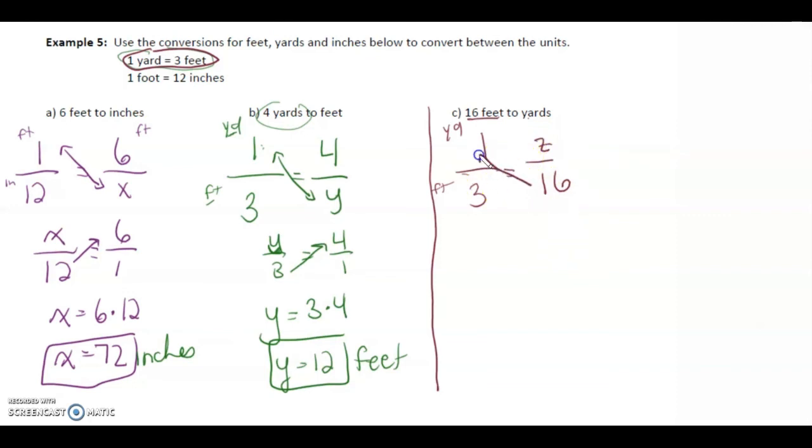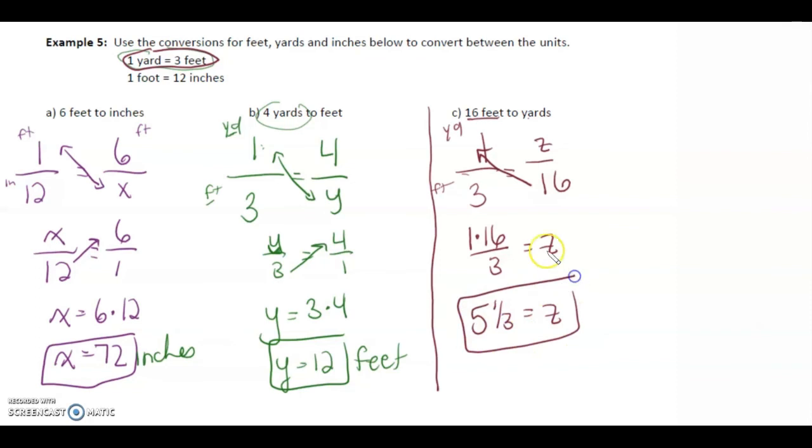Okay, this time we just cross multiply the 16 up. We get 1 times 16 over 3 equals Z. So 16 over 3 is 5 1/3. And this is going to be yards, YDS. Okay, so always start with the actual conversion as our first fraction, and then equate it to what we're looking for and what we're given.